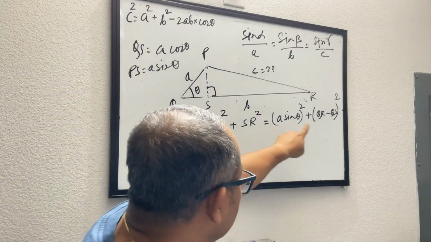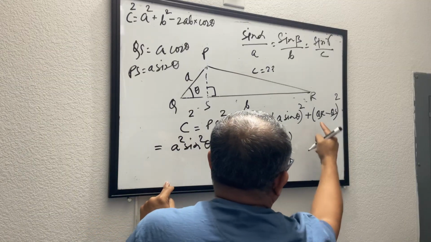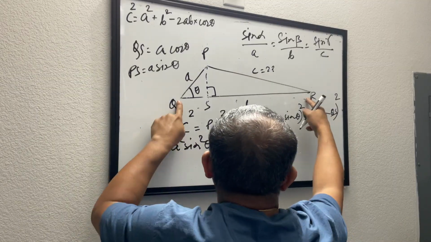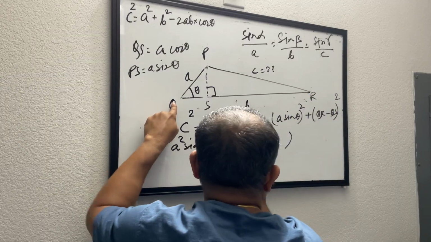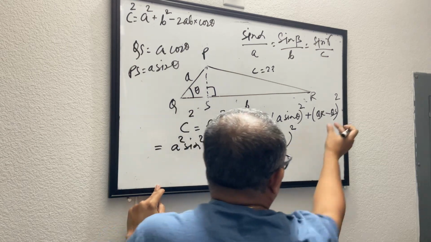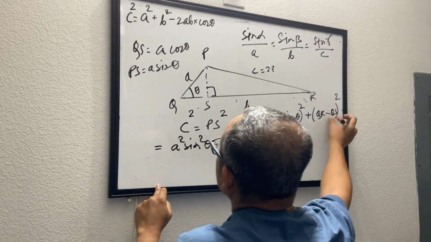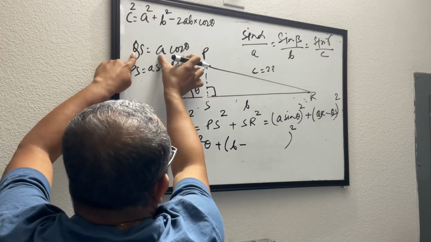Now going to this one, QR minus QS. What is QR? QR is side B, known to us. Minus QS. What is QS? QS we have found out from this triangle. QS is nothing but A cos theta.